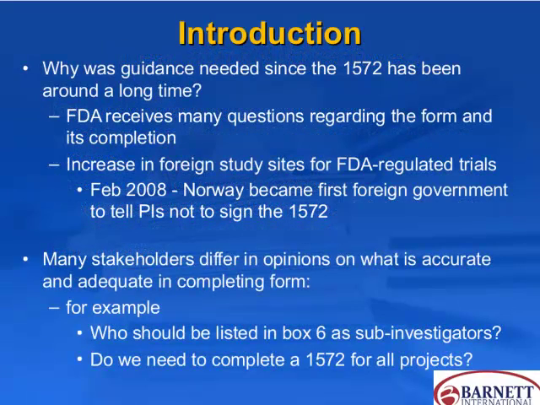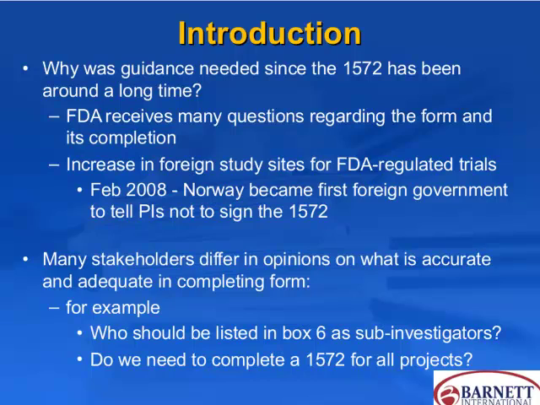So why do we need a 1572? And why do we have this guidance document? I think I alluded to earlier that this is one of those forms that there seems to be a great deal of misunderstanding, especially with regards to certain areas, specifically who should be listed as a sub-investigator, or what 1572 needs to be signed for clinical trials that are not under an IND or might be conducted outside of the U.S. So these are some of the areas that we're going to touch on today.